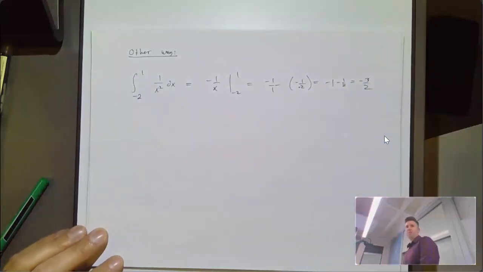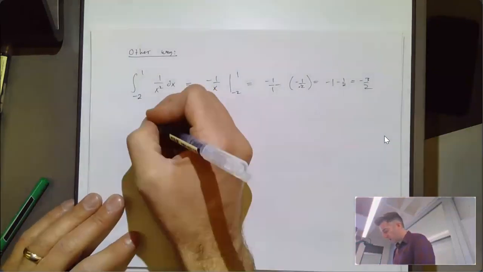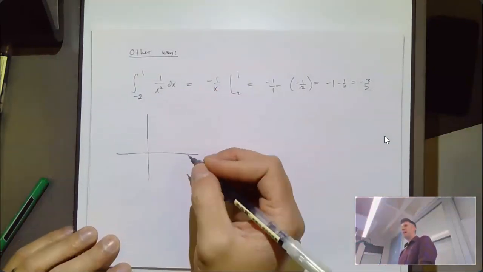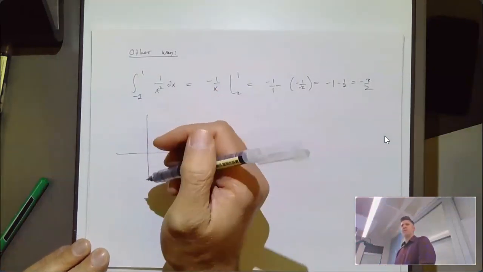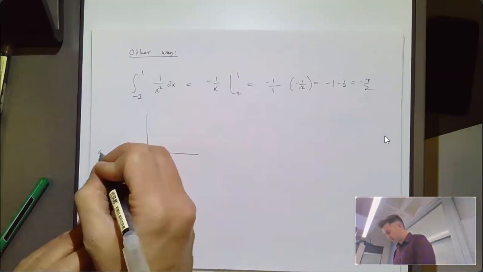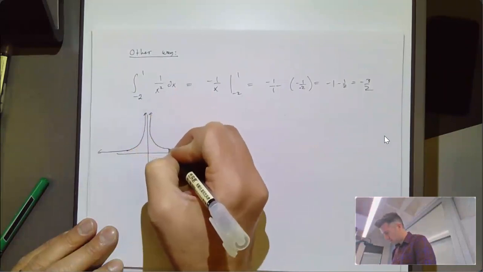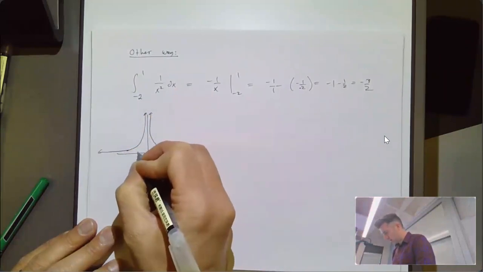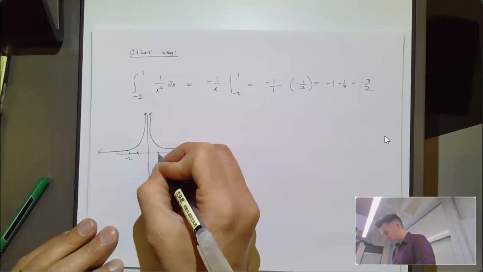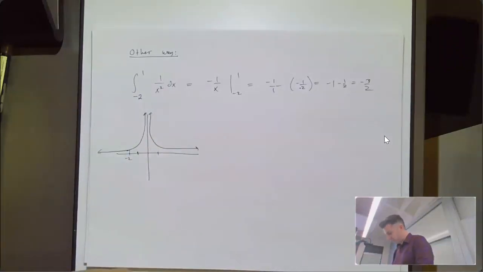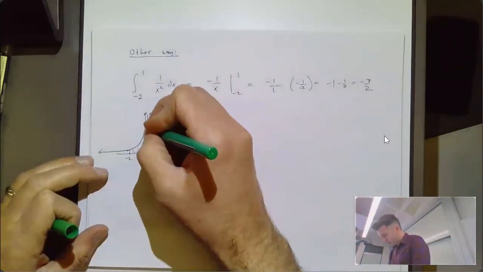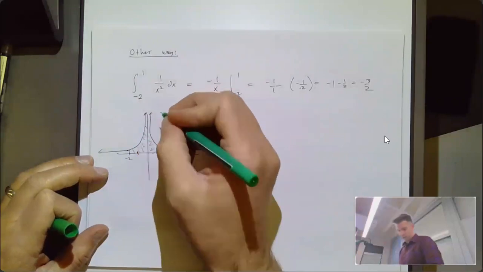It's totally wrong. If you look at the graph of this, well, first of all, how could it be negative if the function's always positive? 1 over x squared looks like this. So I'm calculating the area from -2 to +1, where I'm getting like all this here. Oh. I have a vertical asymptote.